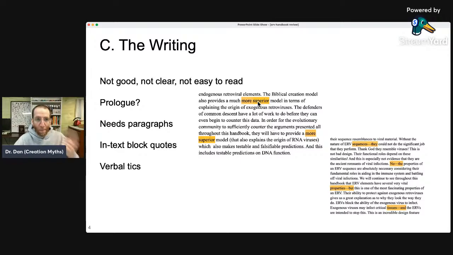"More superior." This is like saying "more taller." Superior is to compare things. So if A is superior to B, then you're good. You don't need to say "more superior." It's redundant and it doesn't make any sense, right?